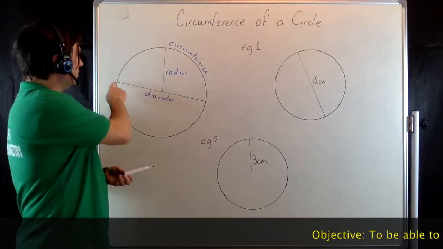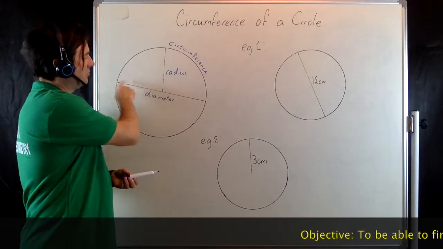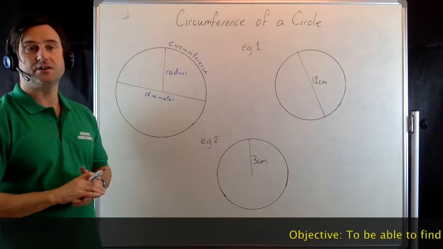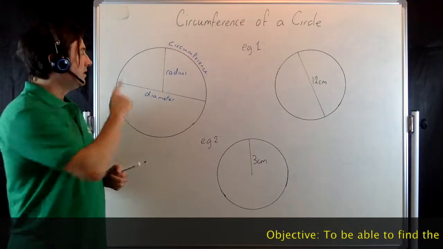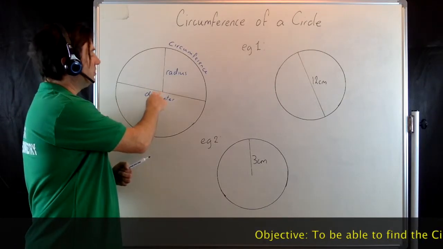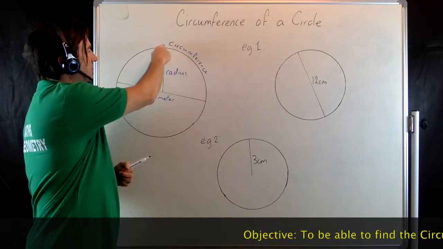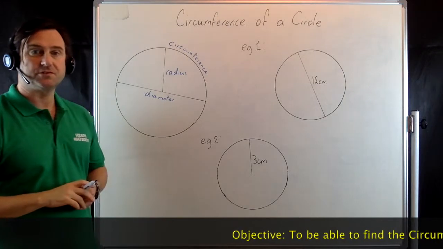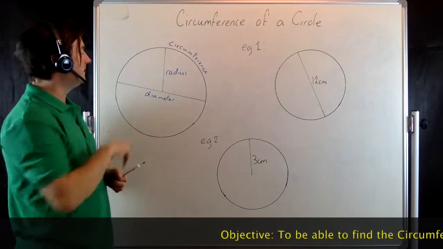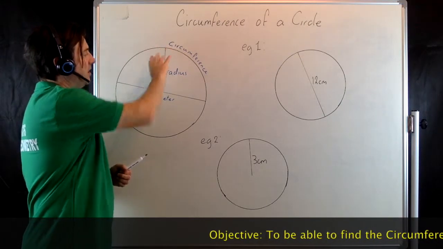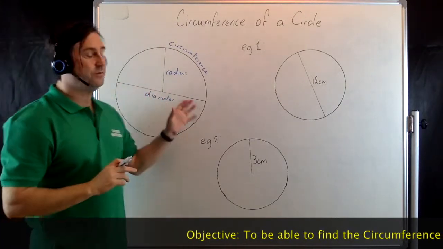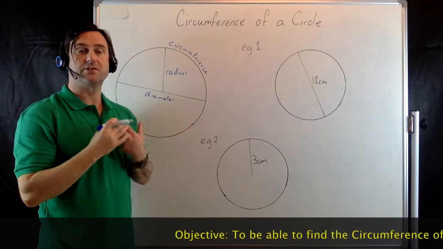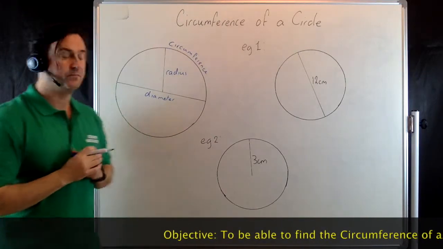We've also got the diameter, a line that goes from one side to the other side of the circle, and it must go through the centre. We've then got the radius, which is a line that goes from the centre of the circle to the circumference. And you should be able to see that the radius is always going to be half the size of what the diameter is.